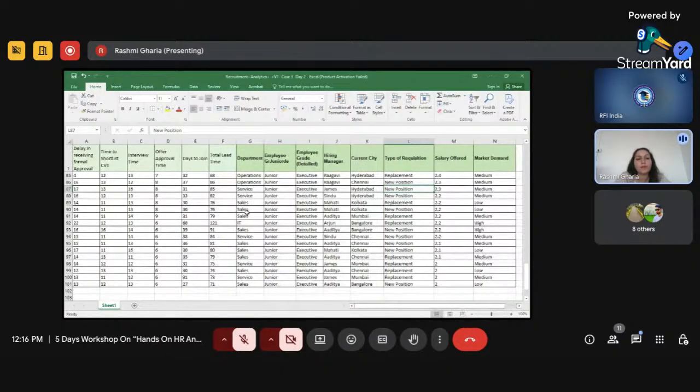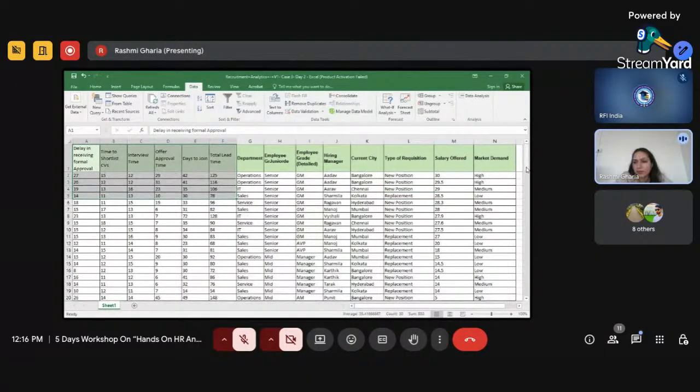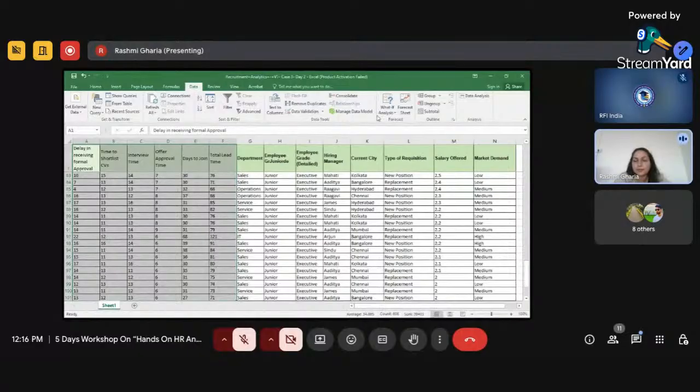So what we will do, first of all, we will apply the correlation to understand which factors are impacting the lead time. So just go to data analysis. First, select these variables. What I want is, first select this variable, Control Shift Down Arrow. All of you have selected. Go to data analysis. In data analysis, select correlation. Click OK.